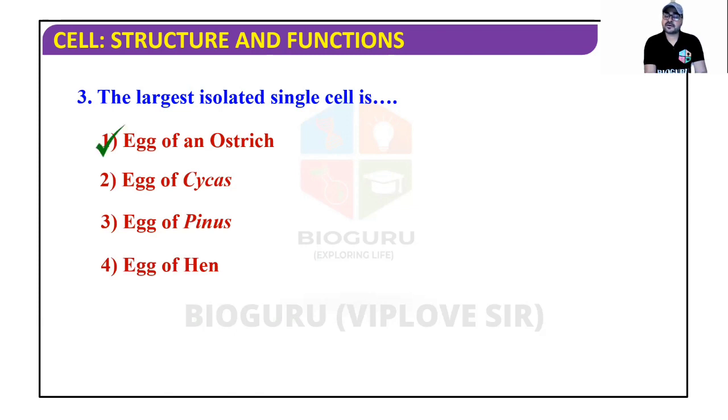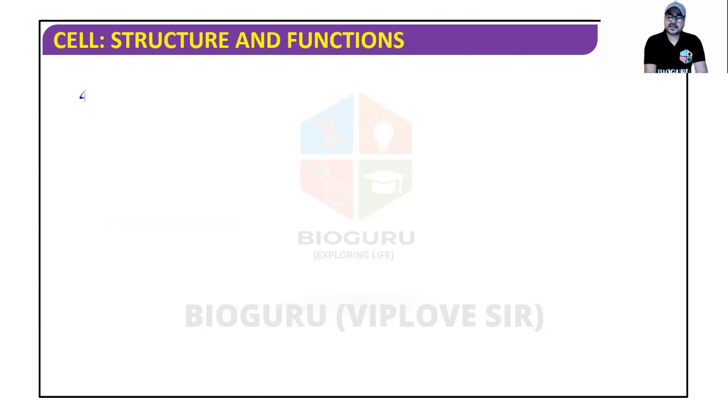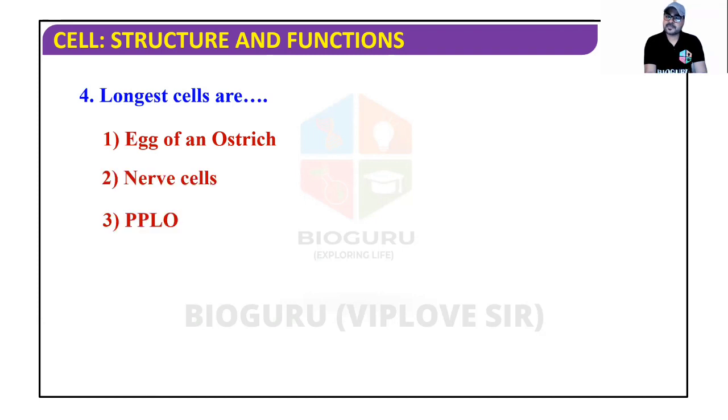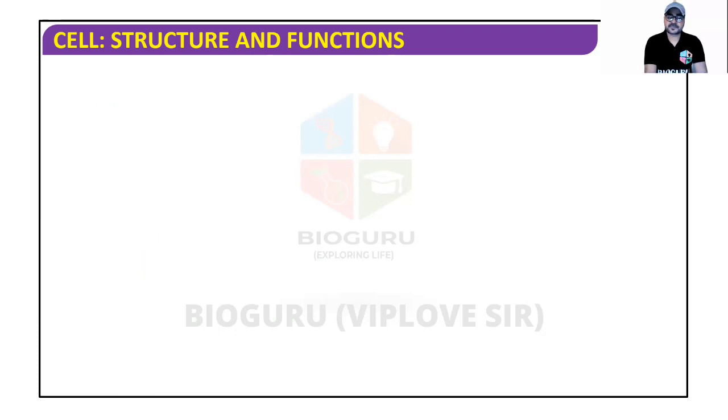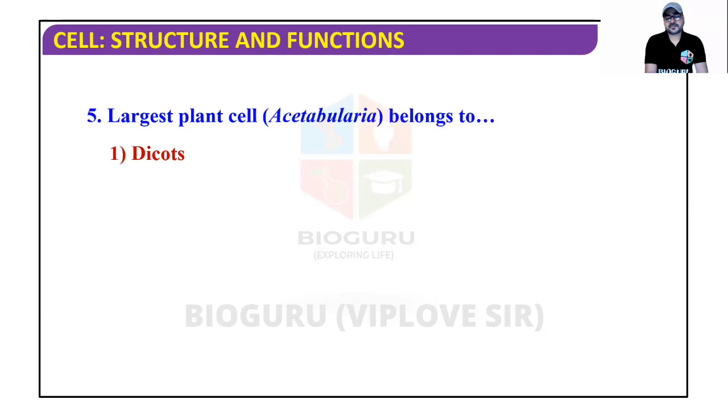Yes, it is egg of an ostrich. Longest cells are egg of an ostrich, nerve cells, PPLO (pneumonia-like organisms), or mycoplasmas? Yes, it is nerve cells. So the largest plant cell, Acetabularia, belongs to dicots, monocots, fungi, or algae? Yes, it is a type of algae.